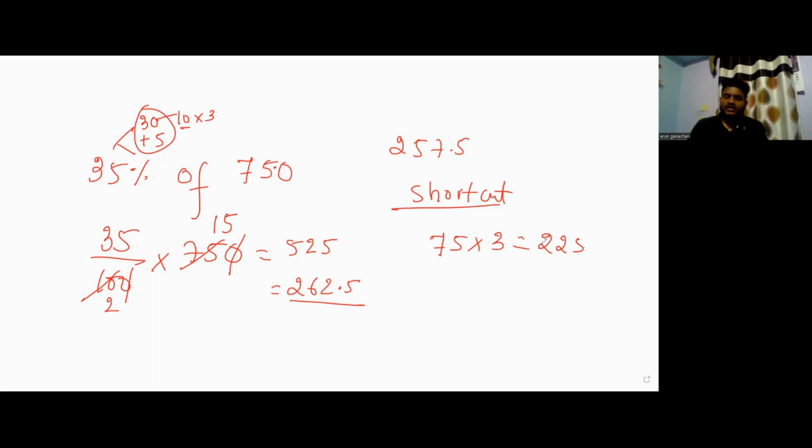How will I use a shortcut also to do this? If you don't know the shortcut also, you can always multiply. 75 into 3 is 225. Now I have got what? Mentally. All this is happening mentally. I'm writing extra steps just for your convenience.